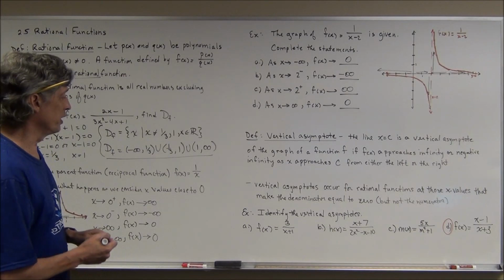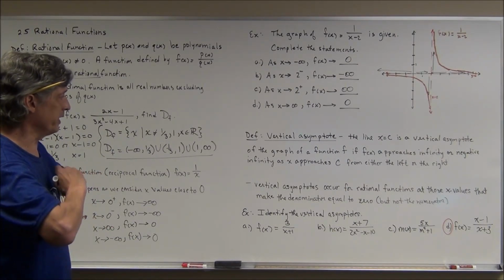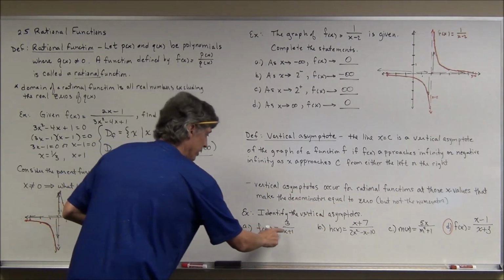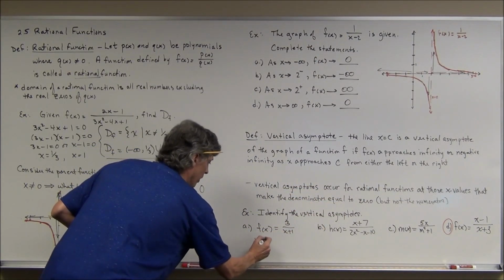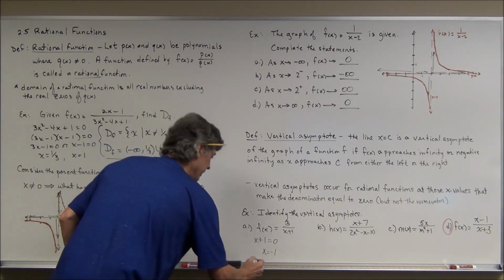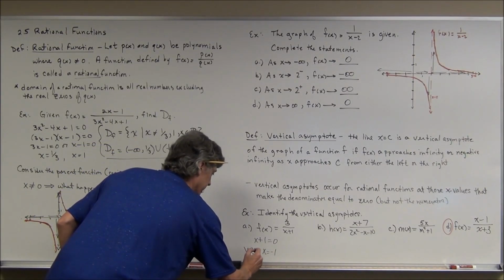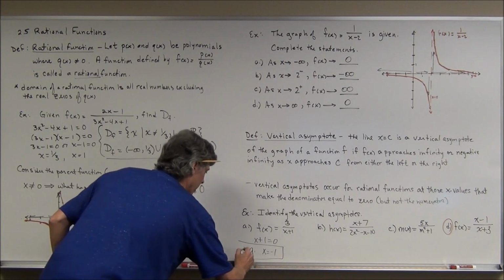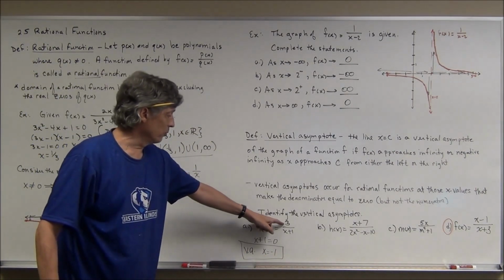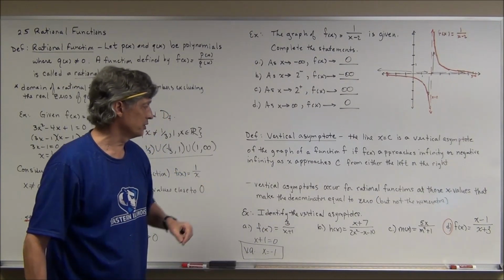F of x equals 3 over x plus 1. I'm looking at those values that make the denominator equal to 0. Well, the denominator is equal to 0 when x plus 1 is equal to 0, or when x is equal to negative 1. That is my vertical asymptote right there, the vertical line x equals negative 1. And of course my numerator is constant, so it's never 0.